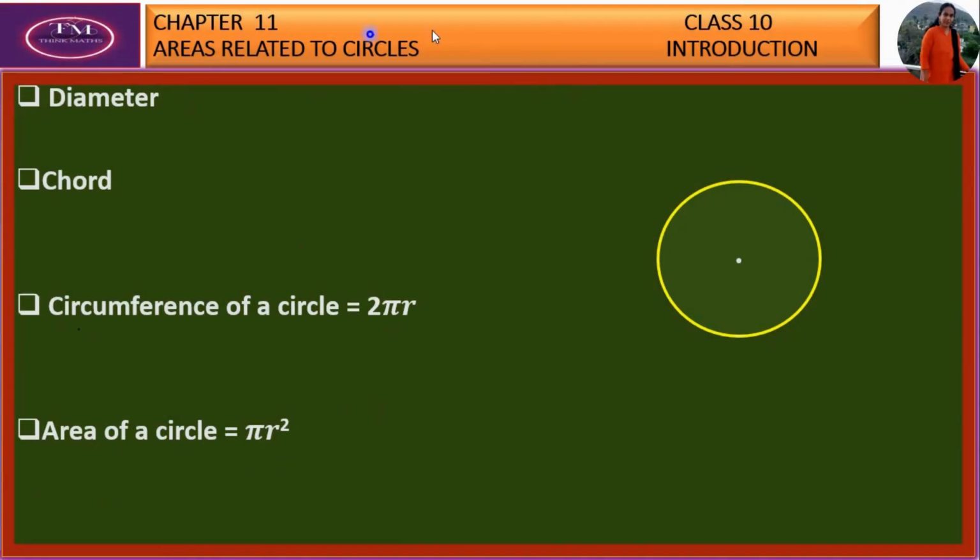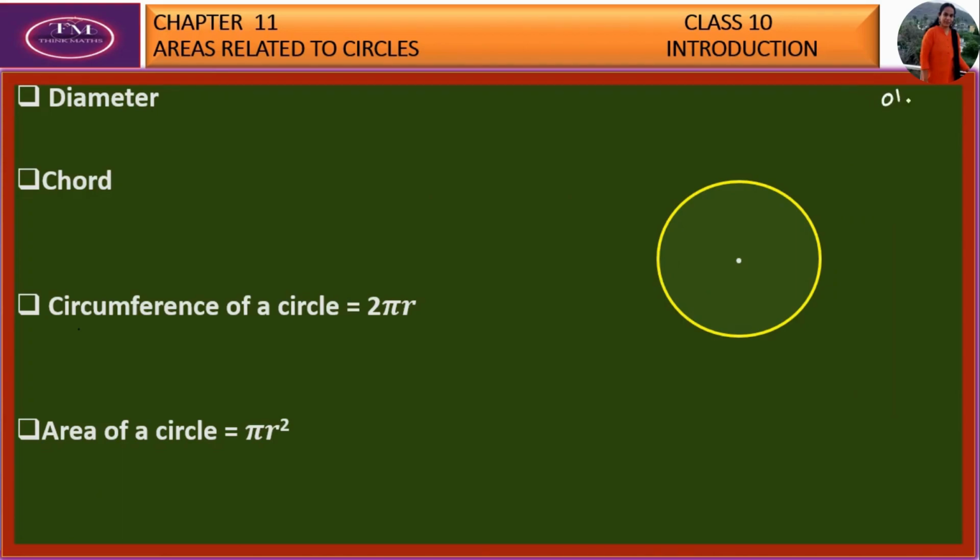Hello all, welcome to Think Max. We are in class 10 Max, chapter 11, areas related to circles. In the old book, it is chapter 12. As per the new syllabus, the construction chapter in the old book is completely deleted. And so in the new book, chapter 11 is areas related to circles.